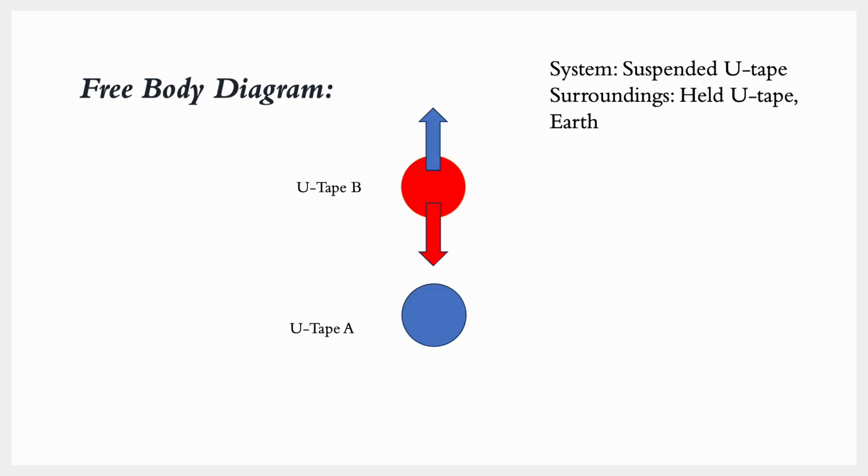Then we have the free body diagram of tape B and tape A, and that has 2 force arrows acting on the U-tape B.